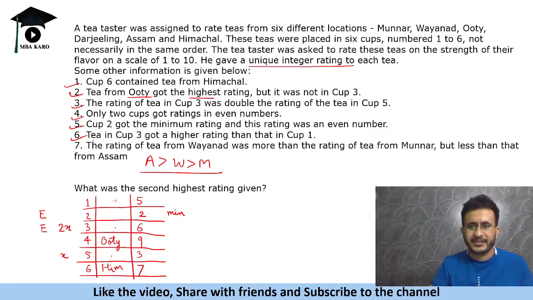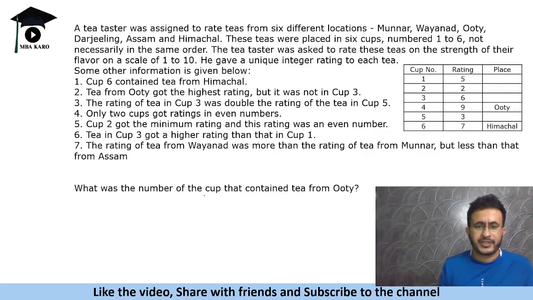Now let us answer the questions and see that this result will be used in the questions. So what was the second highest rating given? So highest rating is 9, second highest is 7. Next question, what was the number of the cup that contained tea from Ooty? So this is in cup 4.